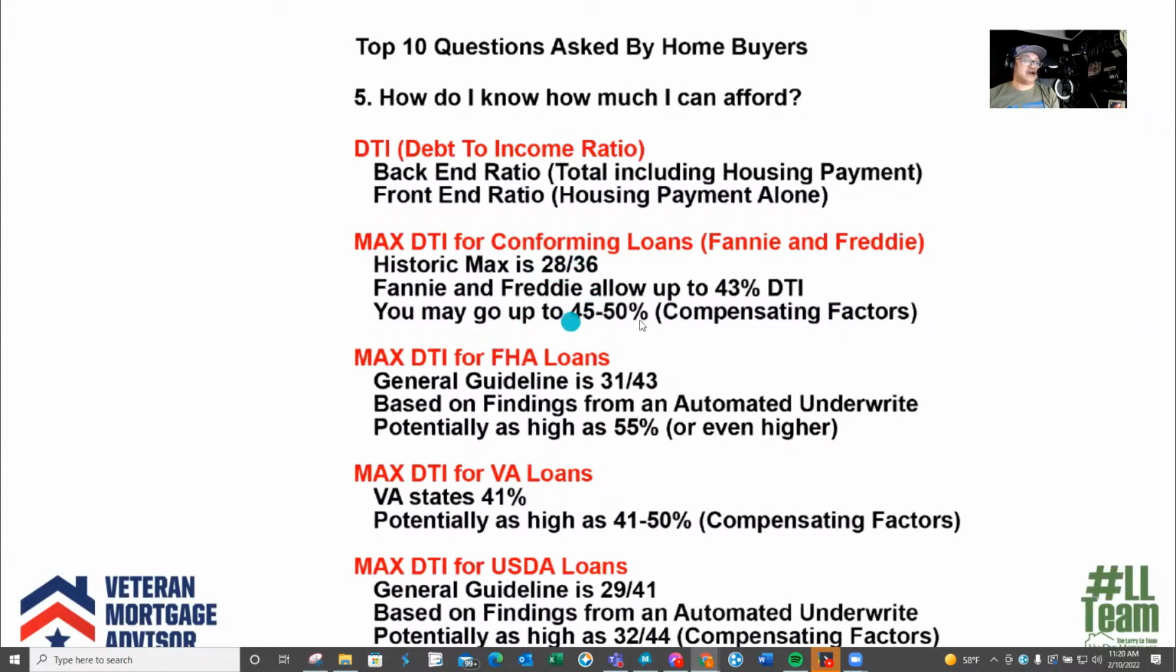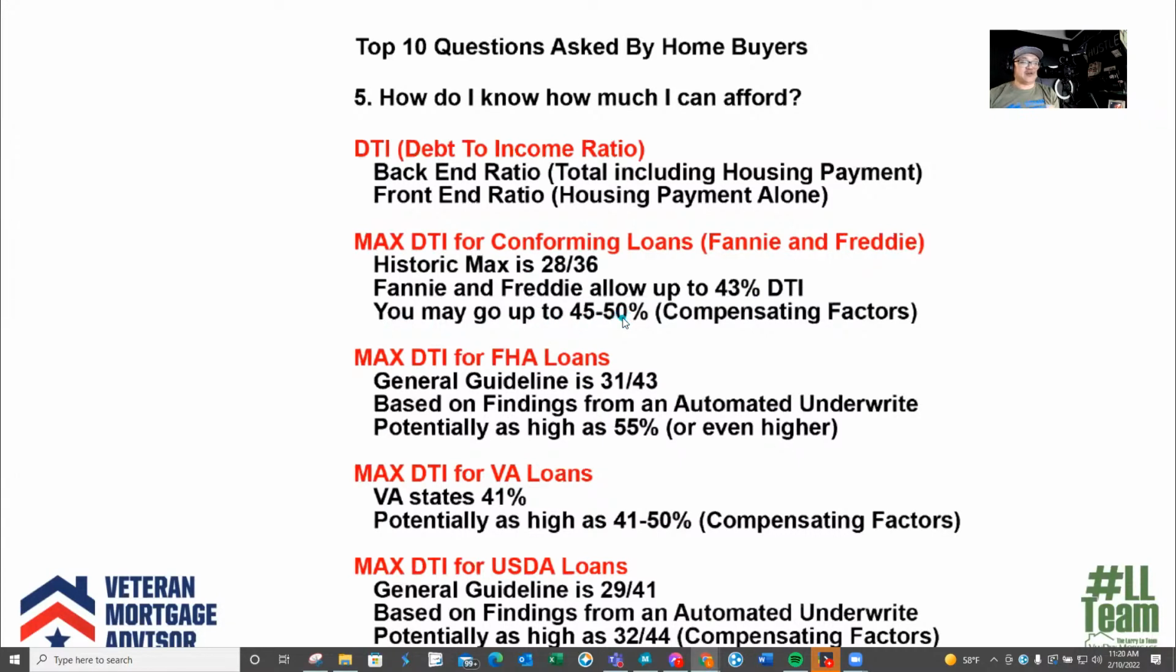Now, they're allowing up to 43% DTI. This 43% is mentioning the back end ratio, not the front end, because that's normally what we go by, the back end ratio. And in some cases, you can go up to 45 to 50%.